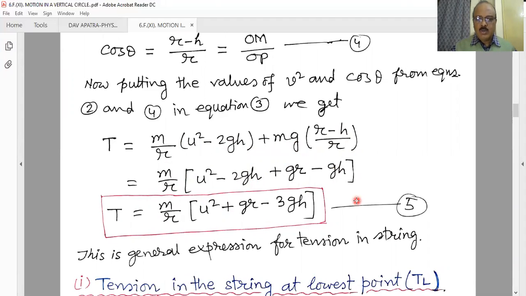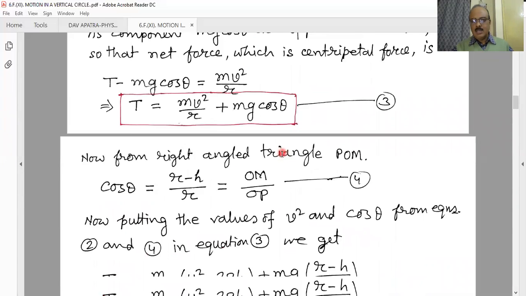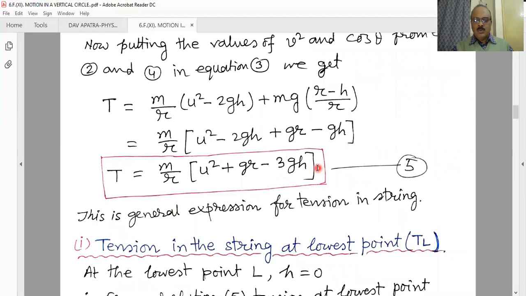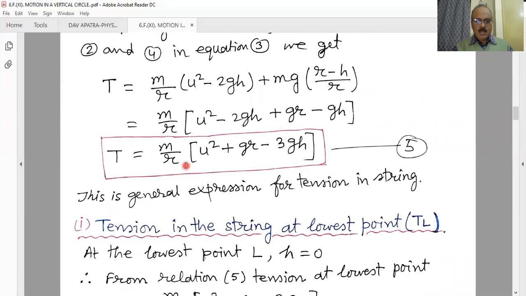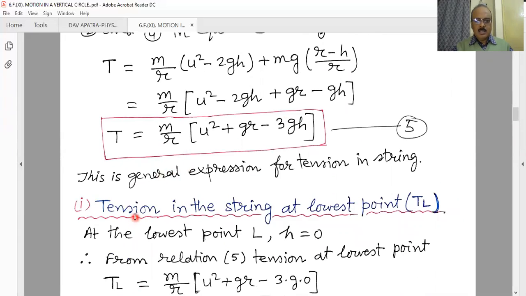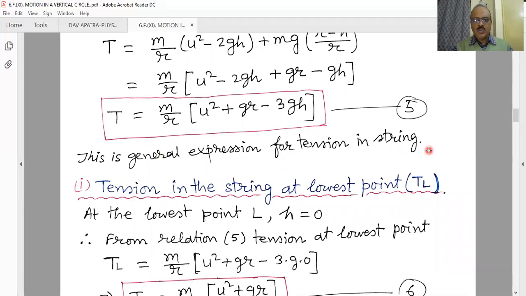If we know the value of h at a different point, we can find the tension at that point. That means in the whole vertical circular path, there are two unknowns: one is the velocity and another is the tension. And there are two formulas for the tension, in terms of theta and in terms of h. For a different point, h will be different and therefore tension will be different. Let us consider that this is the general expression for the tension in the string.